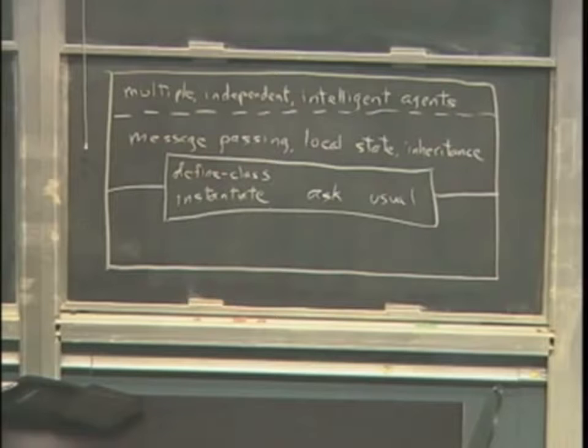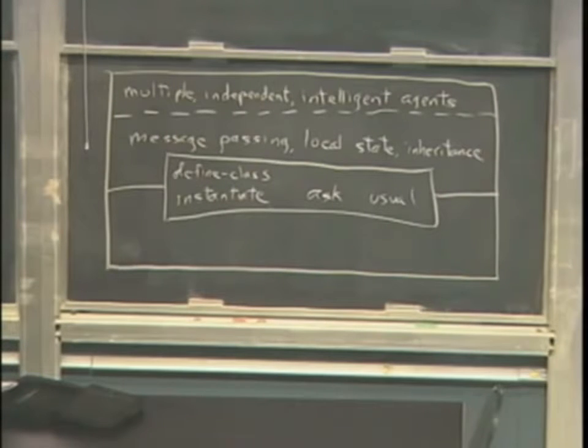Now, in order to implement that metaphor, looking at it from a technical standpoint, there are 3 things we need. And that's what's right underneath the dotted line. The 3 things are message passing, which we talked about last week, local state, which we'll be seeing this week, and we're going to really understand better next week, and inheritance, which is the idea that some of those independent agents are a lot like other ones, and you don't want to have to program each one from scratch. You want to be able to use the behavior of one.